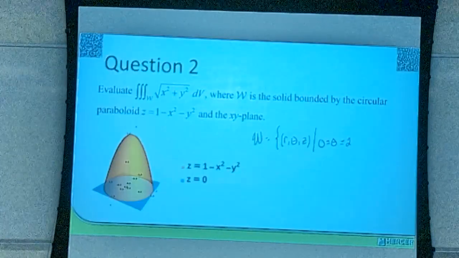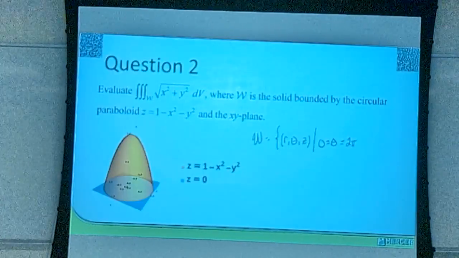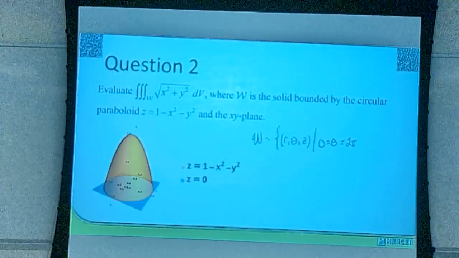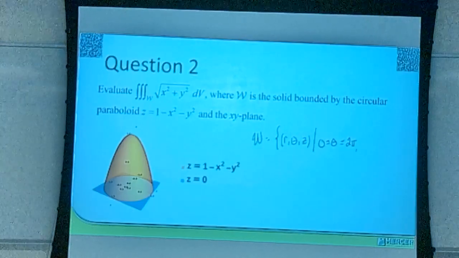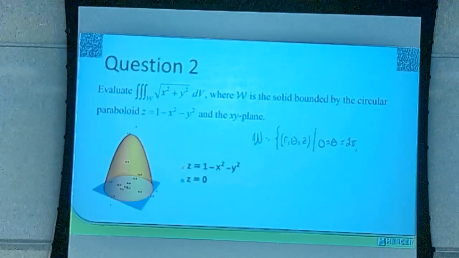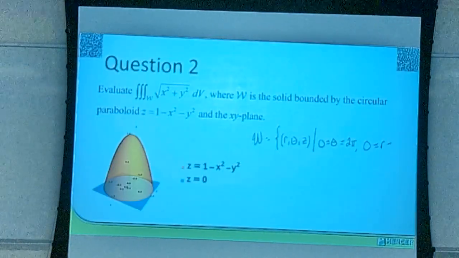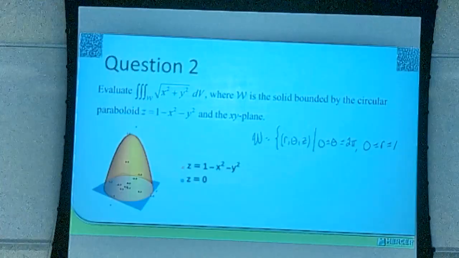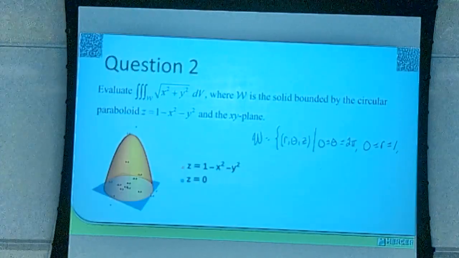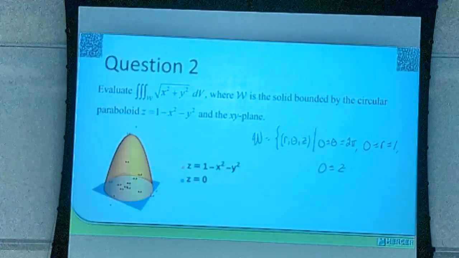Theta is going to go 0 to 2 pi, right? It's the entire circle. r is going to go what? 0 to 1. And then z will go 0 to 1 minus r squared.